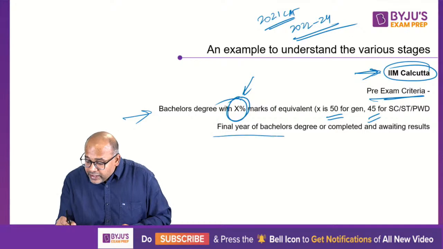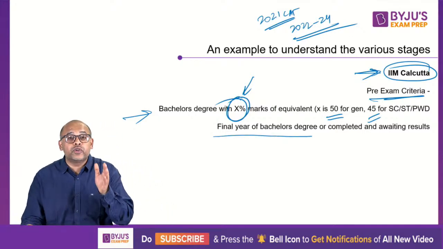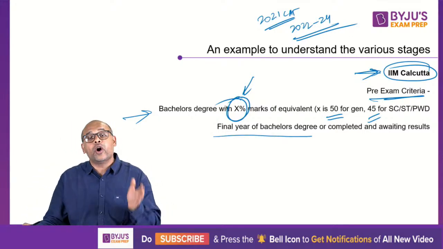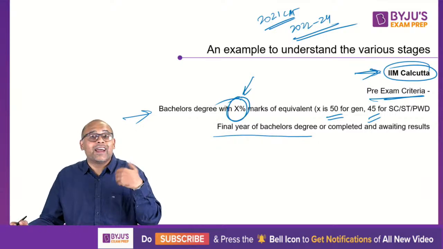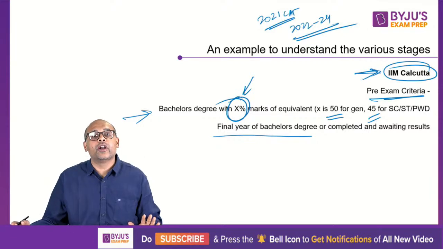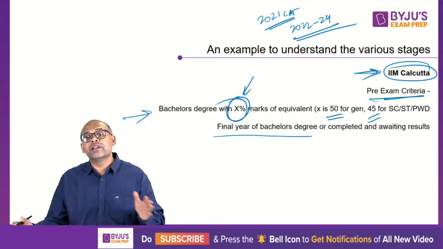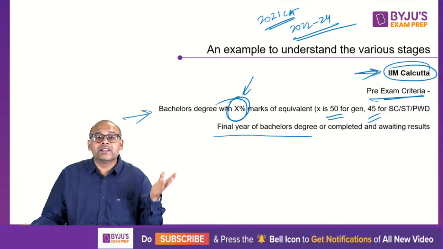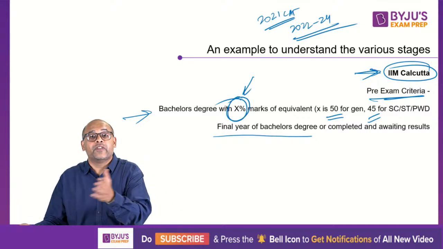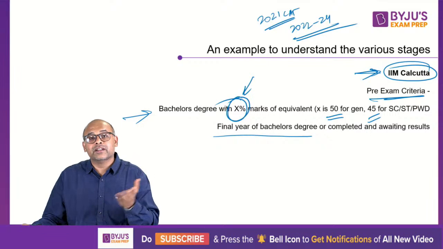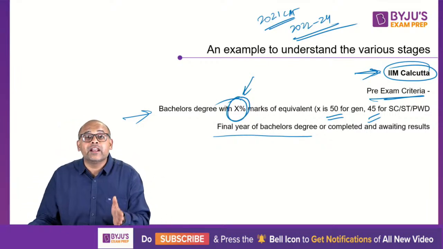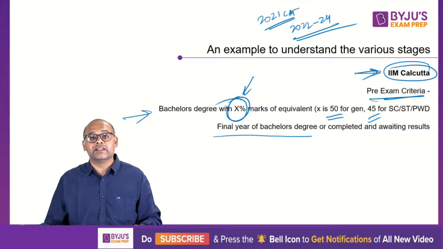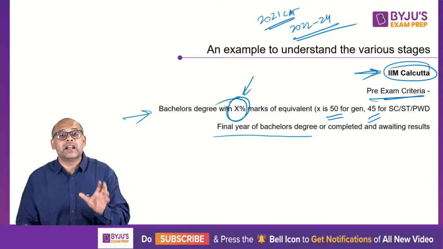And in the final year of your bachelor's, you should either be in the final year of your bachelor's degree or you should have completed it. If you are in the second year, you can write the CAT exam, but you will not get a call from IIM Calcutta, because they will not give calls to people in the second year of a 4-year degree or the first year of a 3-year degree. So you should basically be in your final year when you're writing this exam. That's when IIM Calcutta will consider you. These are the basic criteria.